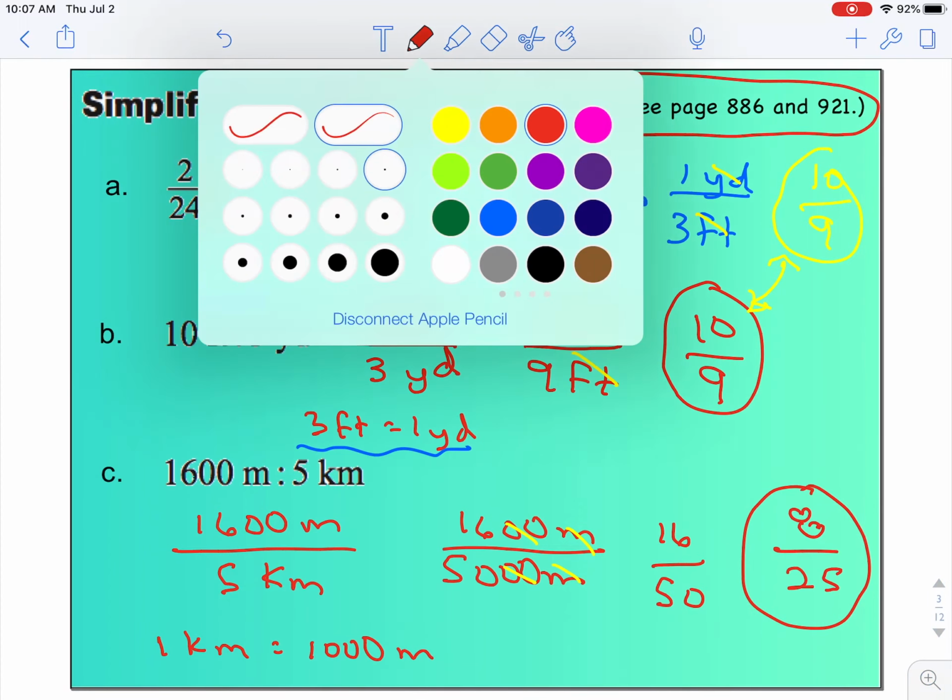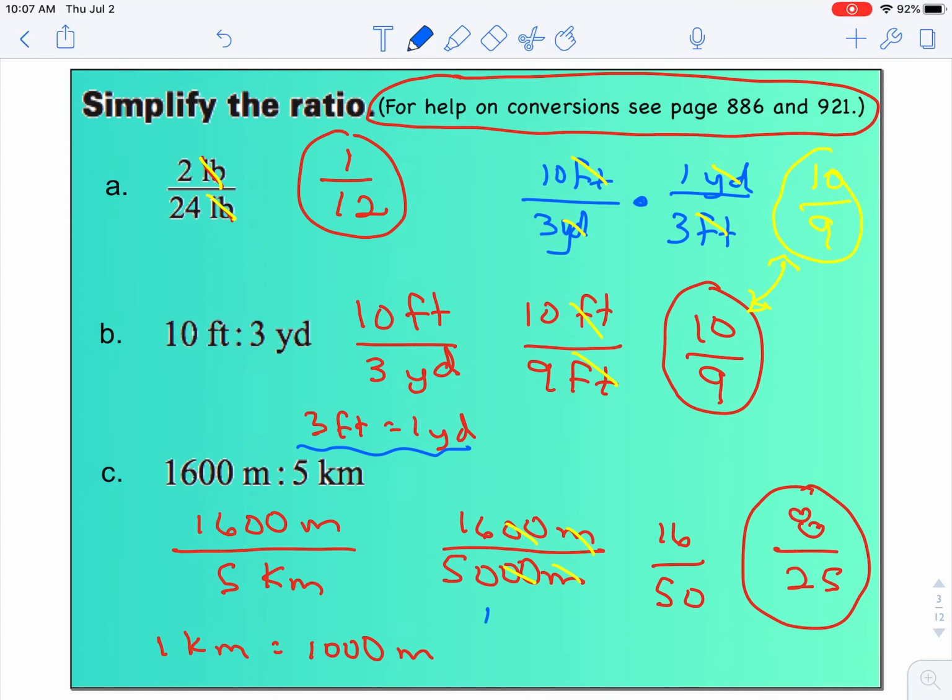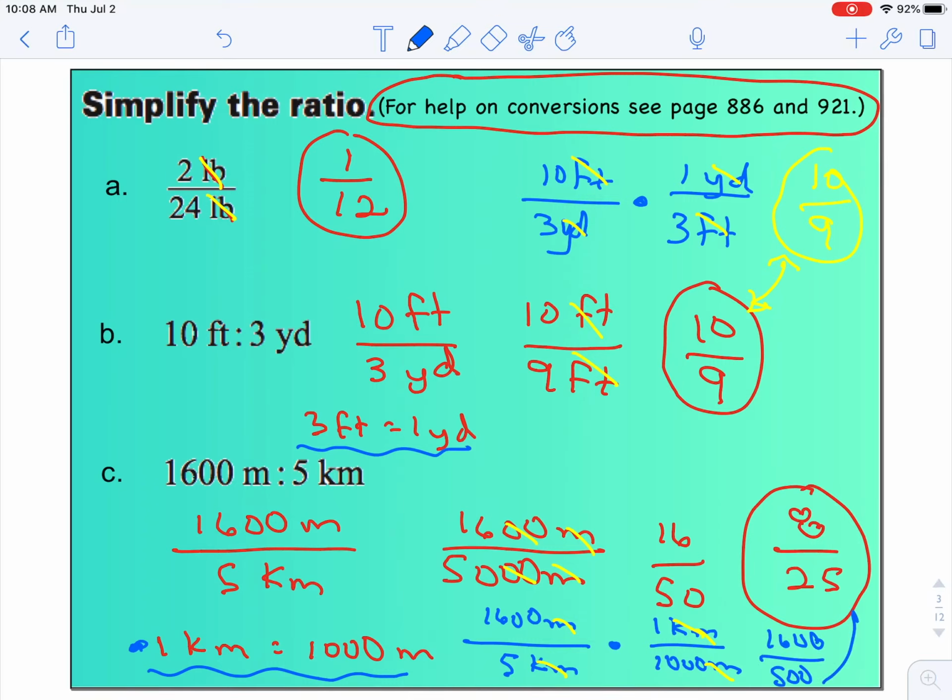Again, if you want to go the dimensional analysis route, you would take the 1600 meters compared to 5 kilometers, and you'd multiply by this conversion unit that we have right here, and we do the units diagonally. So 1 kilometer is equal to 1,000 meters. And then again, we can cross cancel our units, and we end up with the same 1600 over 5,000, which we know would simplify to this. So that's one of the pieces we're going to do.